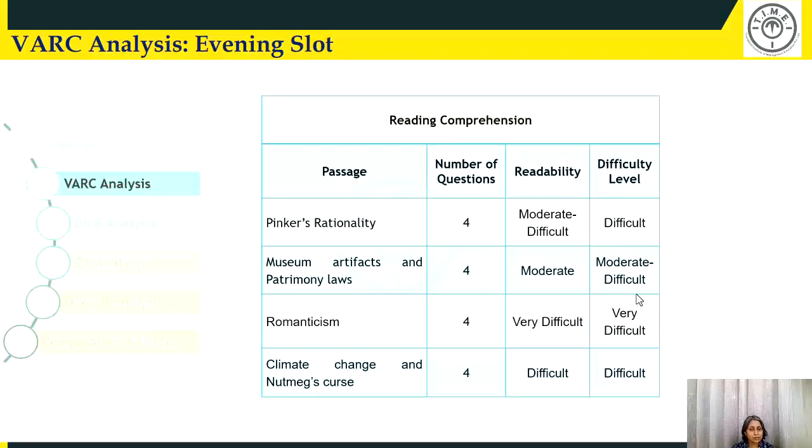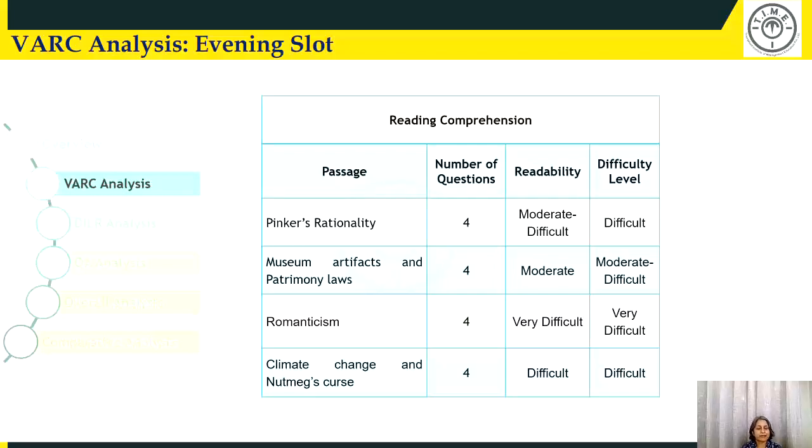And then lastly, we had one passage on climate change. And again, it was actually something of a book review. The name of the book mentioned in the passage was Nutmeg's Curse, which was a book written by Amitav Ghosh. So these were the 4 themes, and again these are on expected lines over the past years.